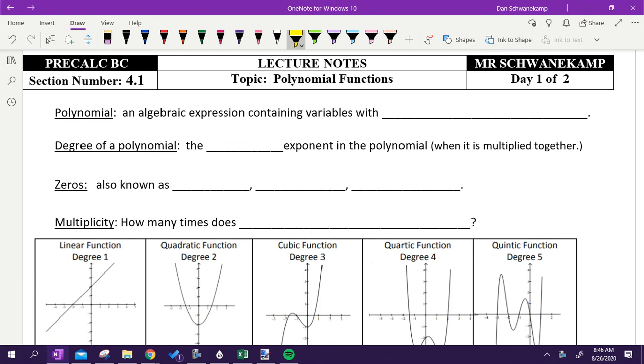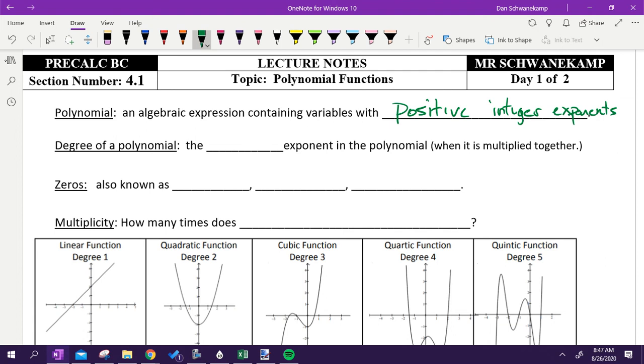A polynomial is an algebraic expression containing variables with positive integer exponents. Positive integer exponents, that's what we're looking for. Okay, so our exponents can be 1, 2, 3, 4, could also be 0. So we could also call that natural numbers. We said positive integers because you understand what that means. Okay, so that's a key.